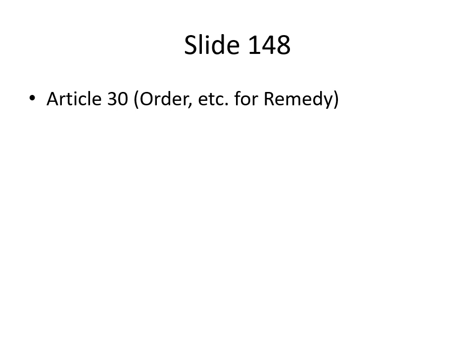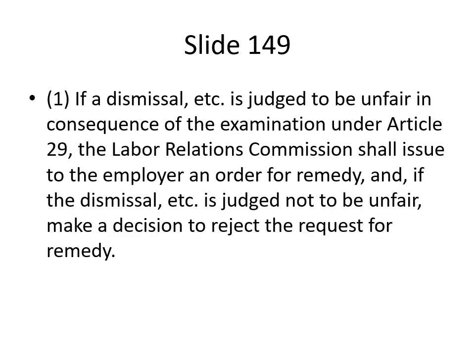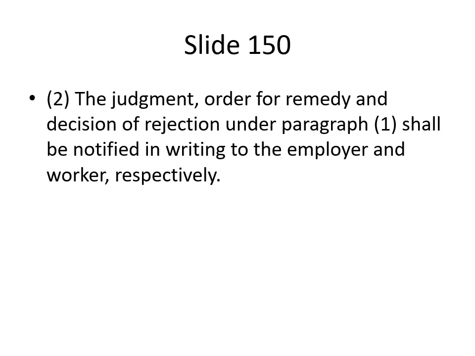Article 30, Order, etc. for remedy. 1. If a dismissal, etc. is judged to be unfair in consequence of the examination under Article 29, the Labor Relations Commission shall issue to the employer an order for remedy, and, if the dismissal, etc. is judged not to be unfair, make a decision to reject the request for remedy. 2. The judgment, order for remedy and decision of rejection under paragraph 1 shall be notified in writing to the employer and worker, respectively.